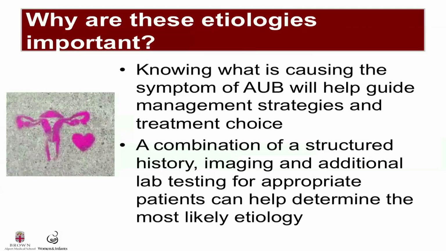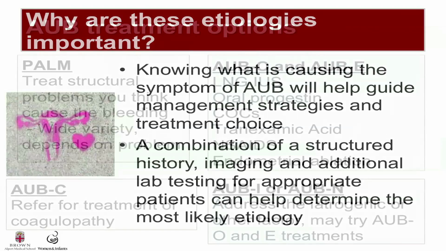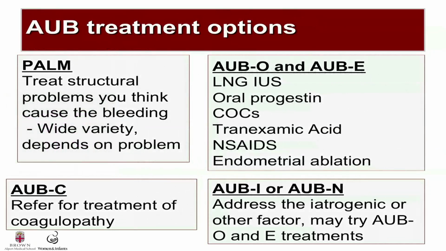A combination of a structured history with imaging and additional lab testing for appropriate patients can help determine the most likely etiology. Treatment is very dependent on the etiology. We should treat structural causes under the PALM classification that we think are the cause of the abnormal bleeding, keeping in mind that just because a structural abnormality like polyps or fibroids are found doesn't mean they're the cause of the bleeding. Treatment options vary widely and depend on the problem.